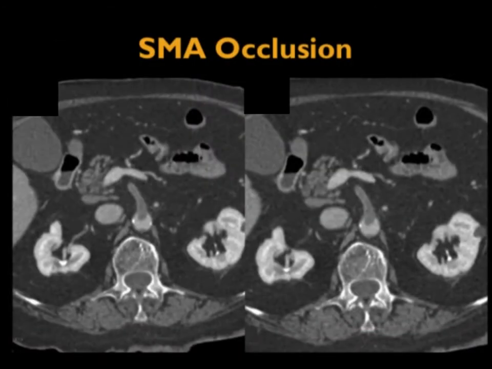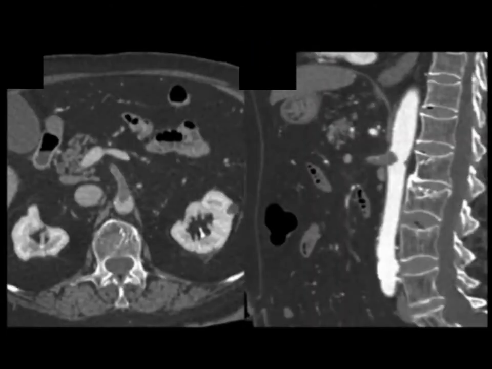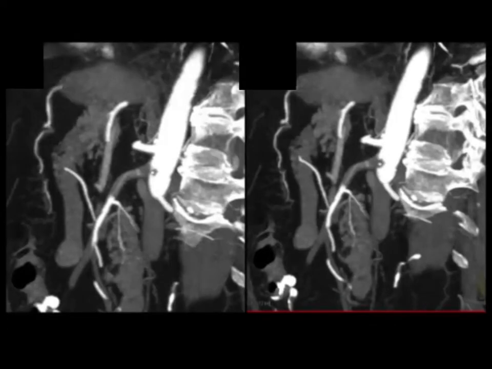On the other hand, look at this patient. Now, I gave you a really good slice position to show it, but look how the SMA is occluded. Occlusion comes back into the aorta, and here's a sagittal view, a very nice orientation of the thrombus in the SMA as well as in the aorta. And here it is on 3D imaging.